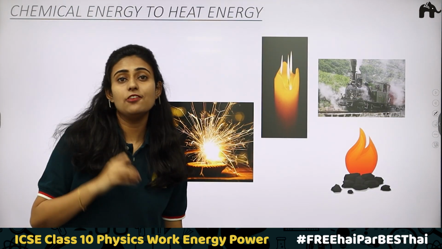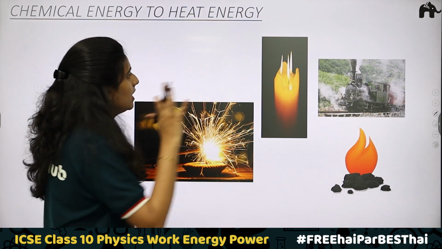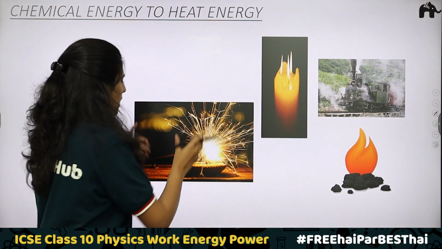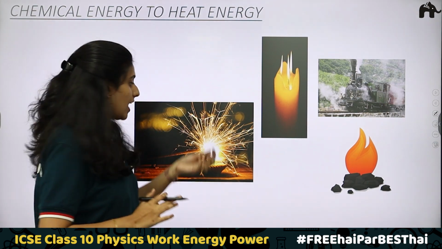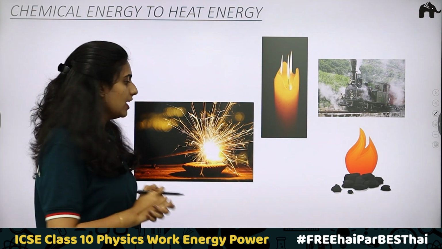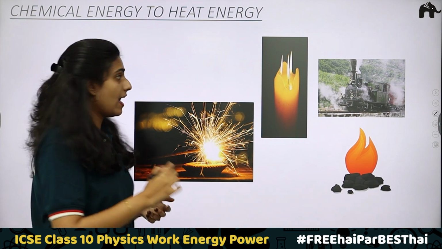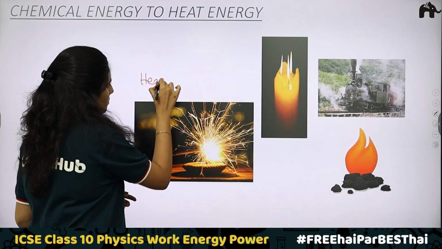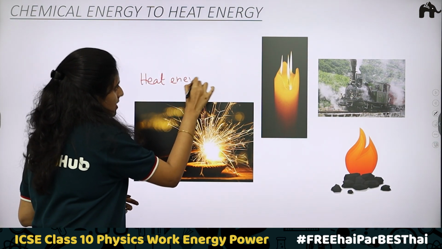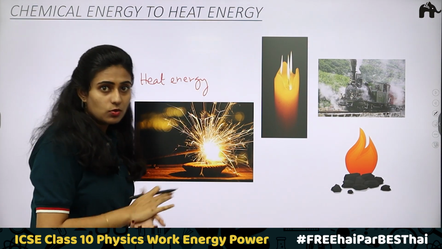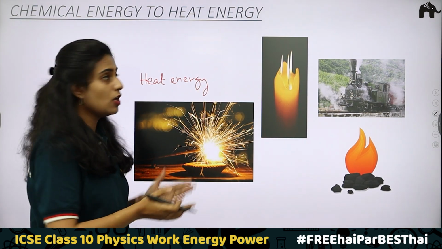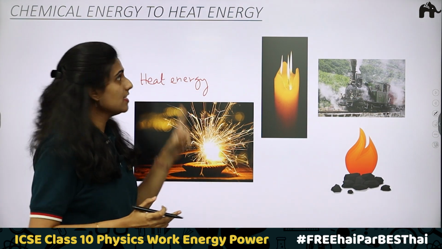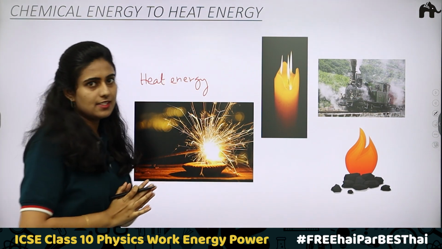Next is conversion of chemical energy into heat energy. Consider these examples: burning of crackers, bursting crackers. What is happening? Crackers contain chemicals. When you burst crackers, heat energy is produced. Not just heat energy, sound energy and light energy are also produced. We have taken this as an example of conversion of chemical energy into heat energy. Bursting crackers is an example.